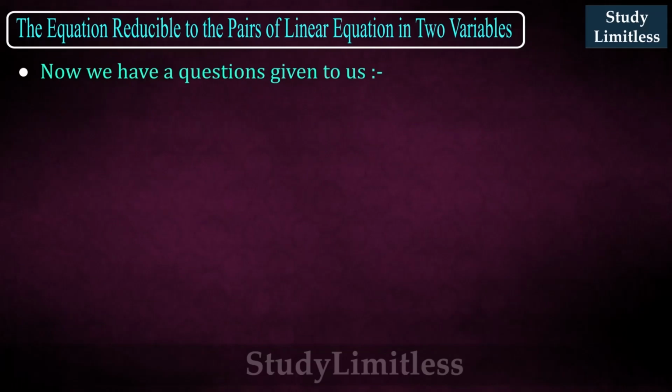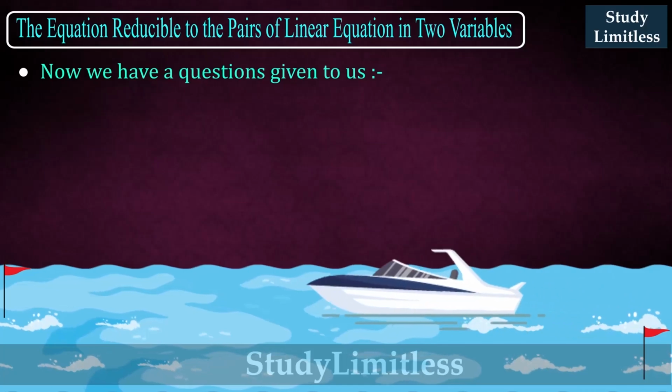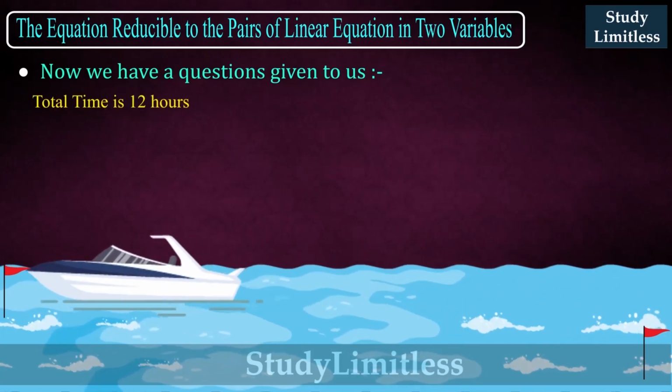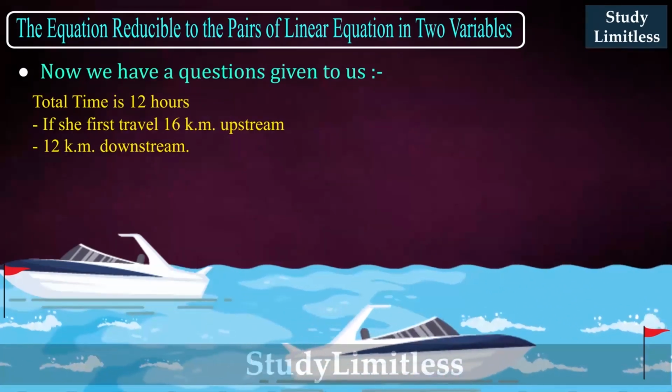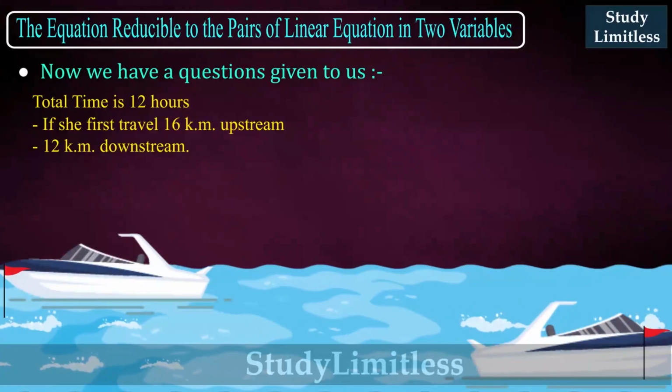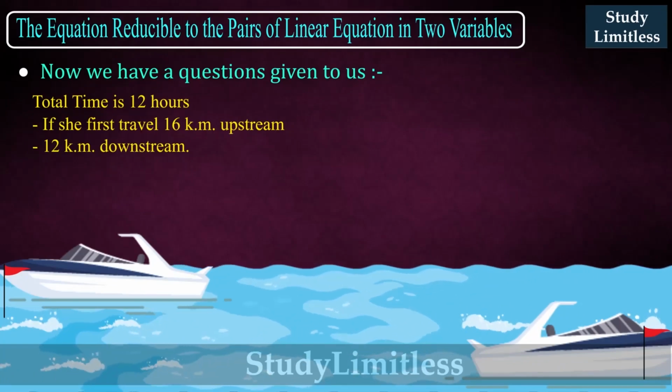Here we have a question given to us. The question says, Shruti took a trip on a boat that took her a total of 12 hours. If she first traveled 16 kilometers upstream and 12 kilometers downstream, form the equation and write it in standard form. So the situation is that there is a stream of water with a boat, and a girl named Shruti travels 16 kilometers upstream first and then 12 kilometers downstream.